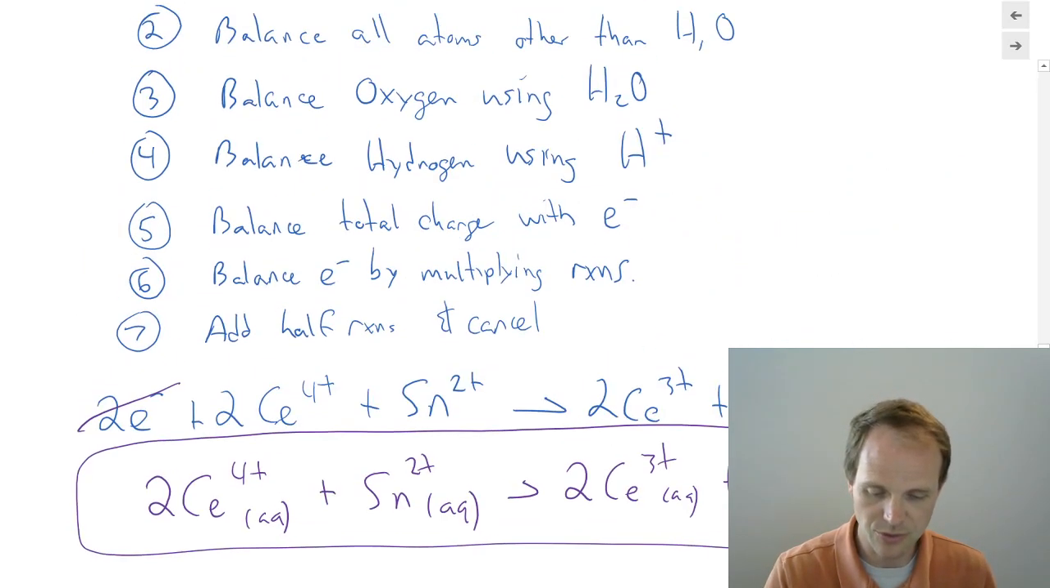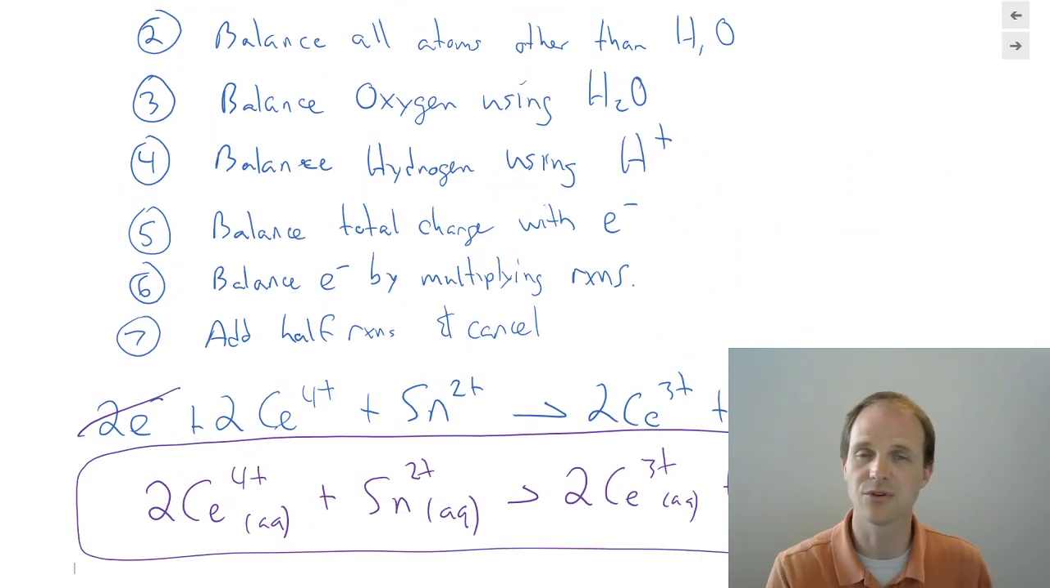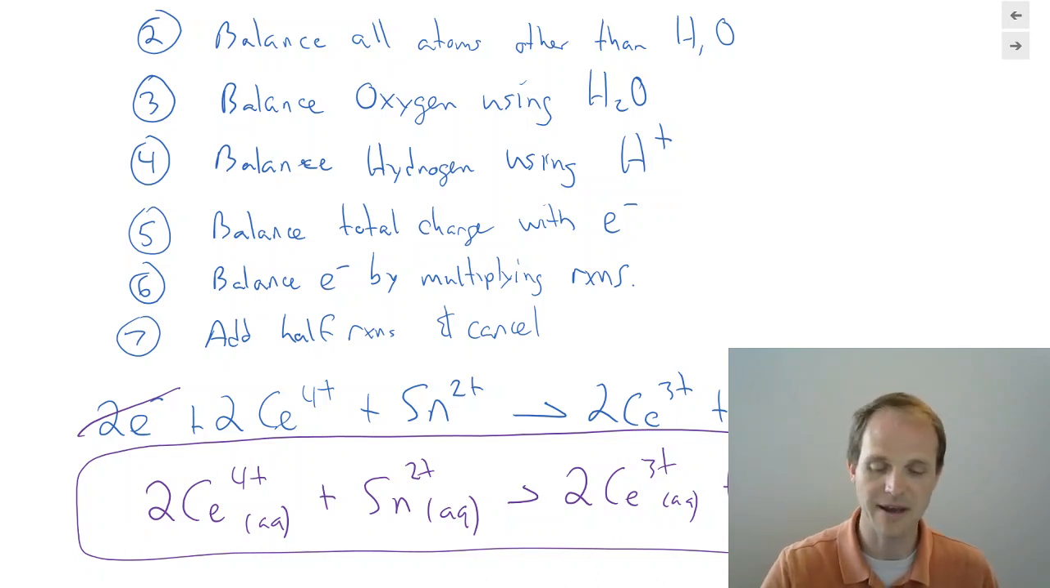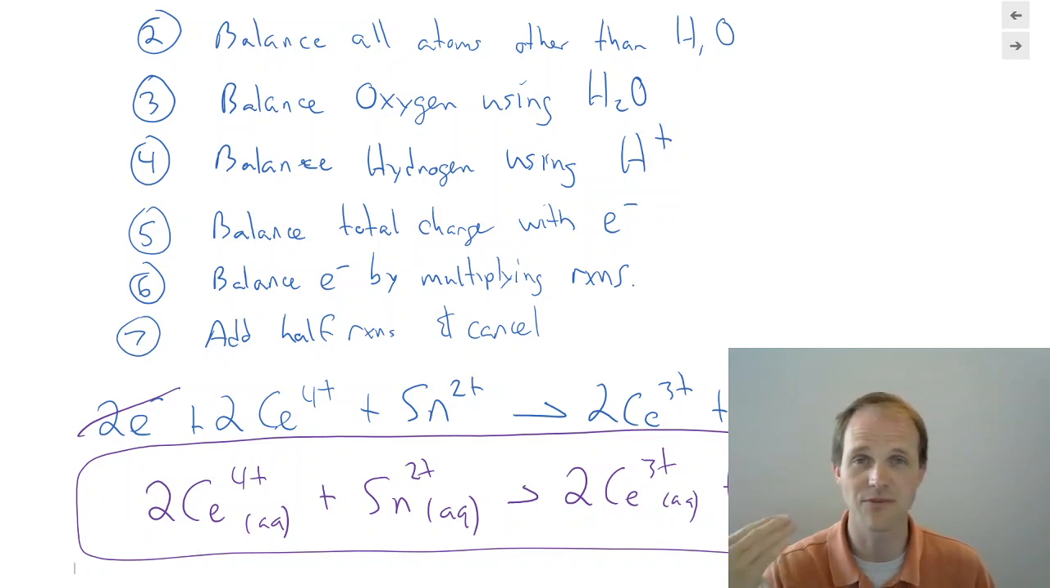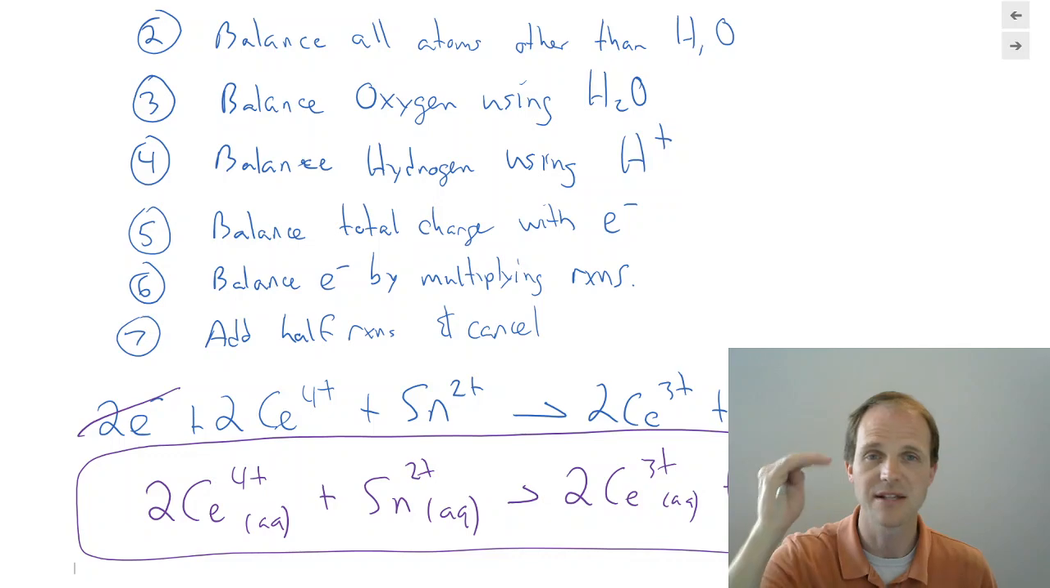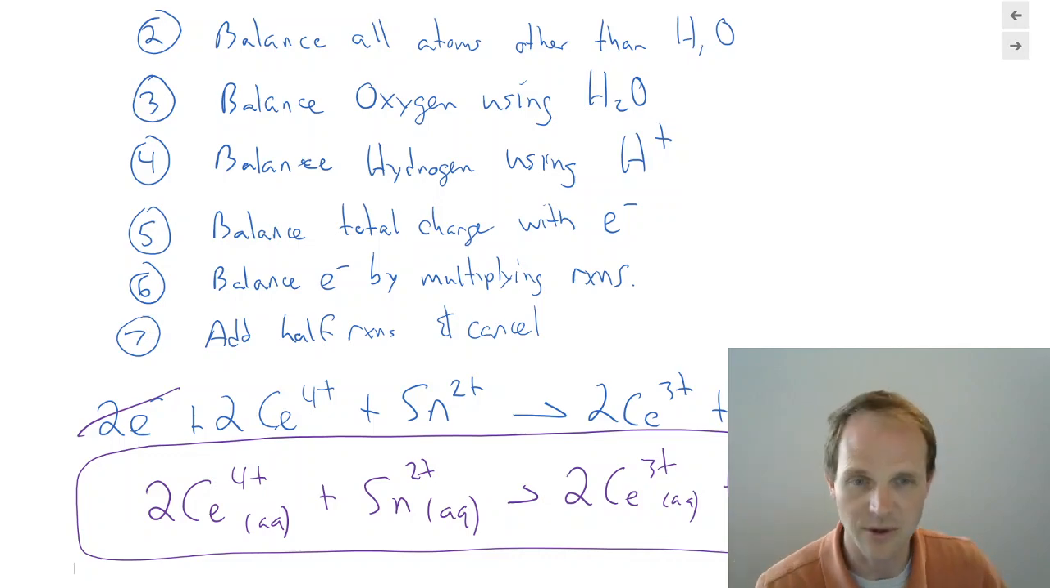So there's your rules. You want to have those. You want to know those. Write those down somewhere. Study them so that you can know how to do them in order. If you try to balance hydrogen before you balance oxygen, you're going to mess up. If you try to balance electrons before you've balanced hydrogens, you're going to mess up. It's got to be in order.